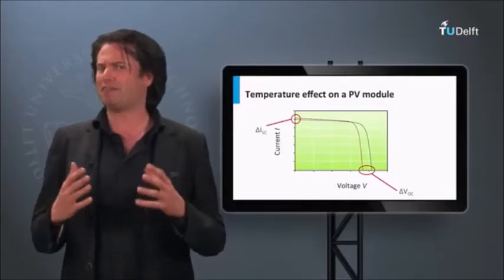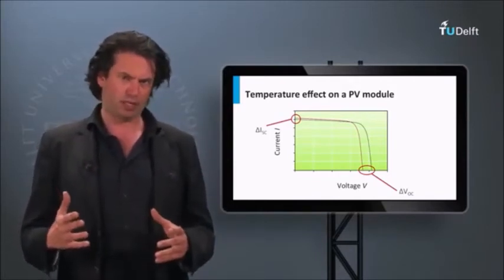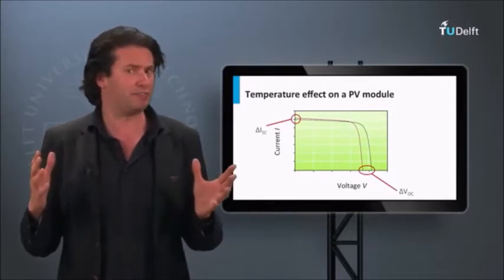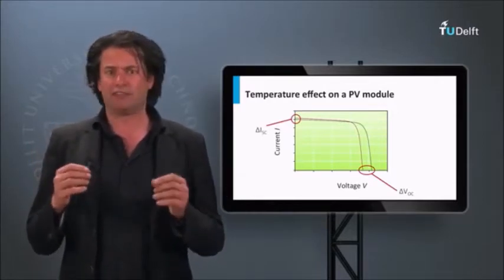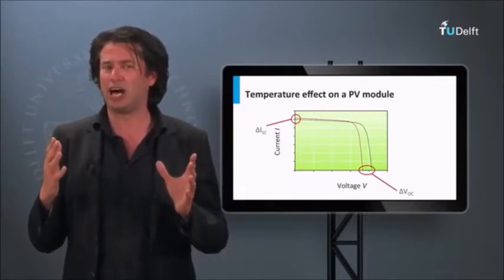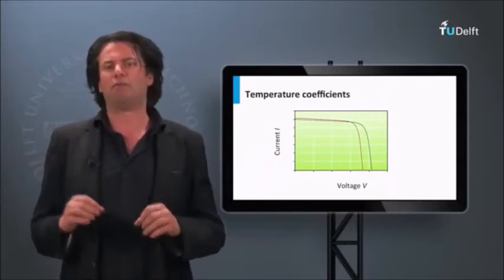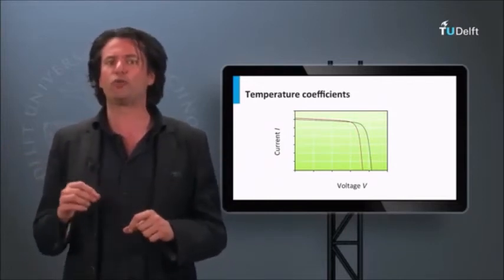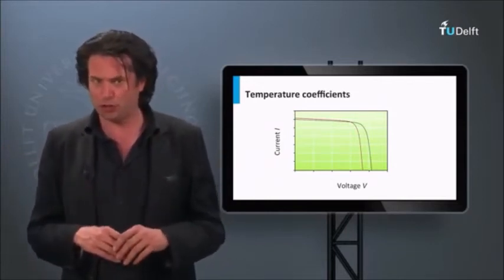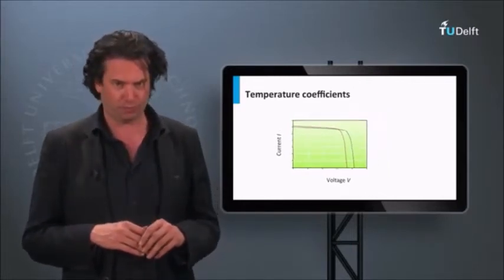So now you have an idea of the effect of temperature on the PV output. But how do we quantify this effect? If the temperature of the PV module were to increase by 10 degrees Celsius, how would the output be affected? Well, the PV module manufacturers include what are known as the temperature coefficients in the datasheets of the commercial modules.